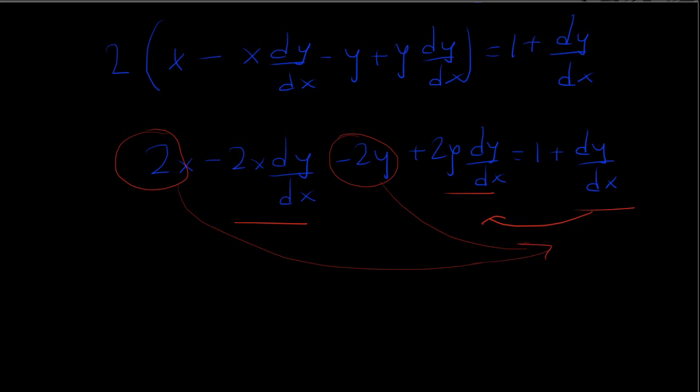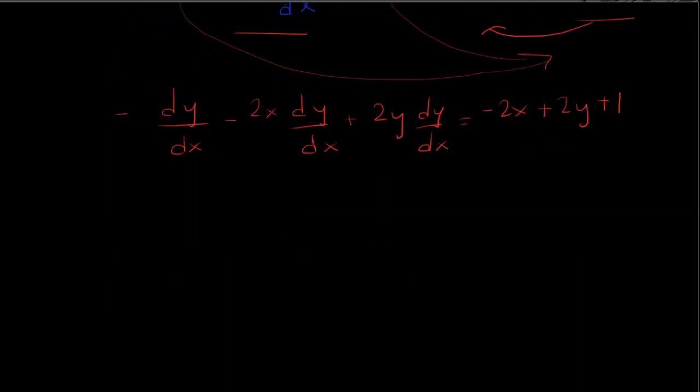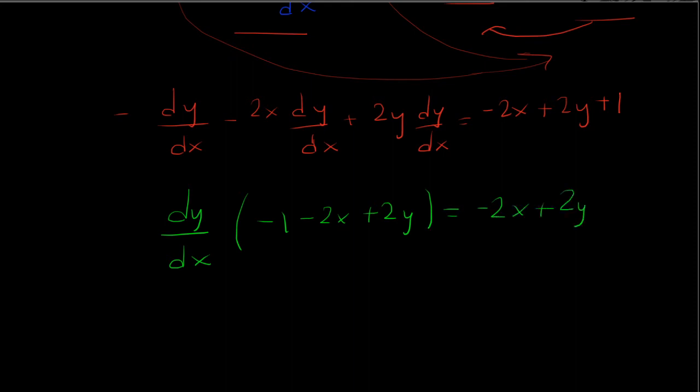Okay, so I'm going to have negative dy over dx, and I have negative 2x dy over dx, and positive 2y dy over dx is equal to negative 2x plus 2y plus 1. Yeah, just plus 1. Okay. Let's pull out a dy over dx. I'm left with negative 1 minus 2x plus 2y is equal to negative 2x plus 2y plus 1.